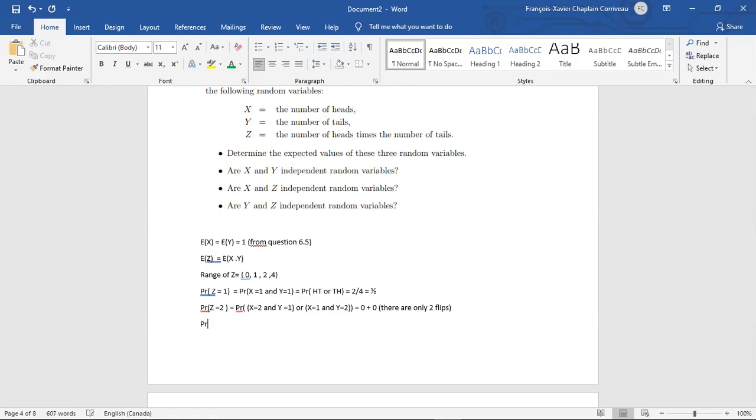Next, probability of z is equal to 4, the same idea. So here, this probability is x is equal to 2 and y is equal to 2. Is this possible? No. Same reason. Exactly.